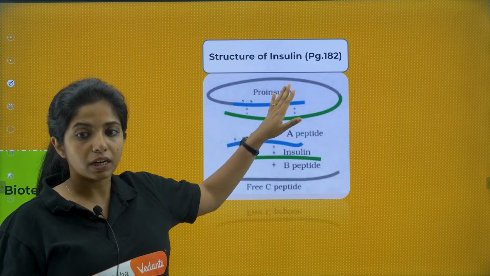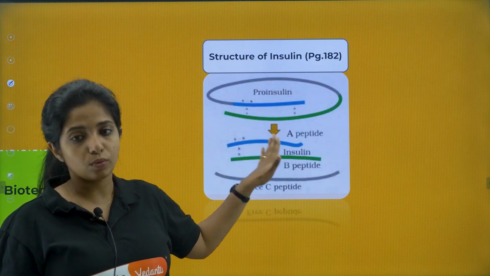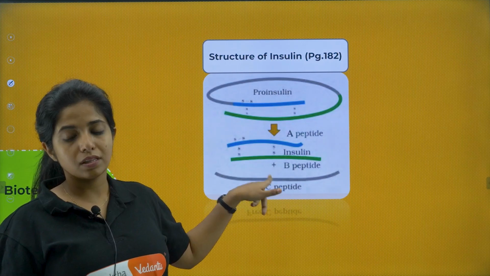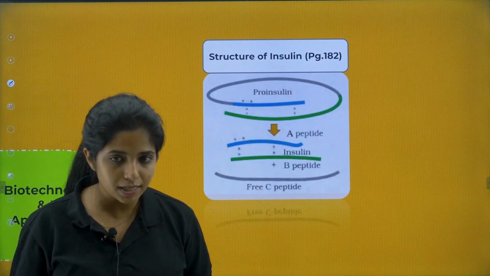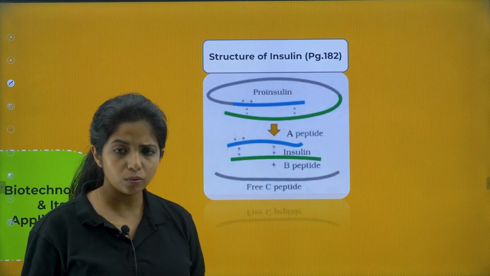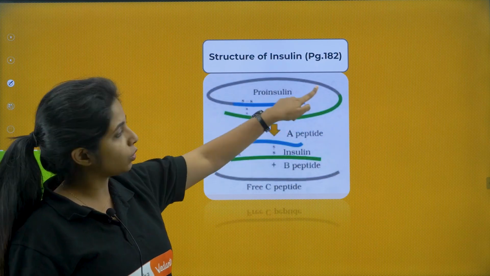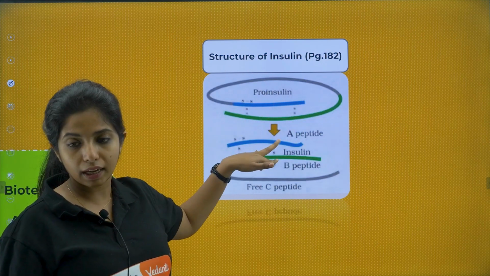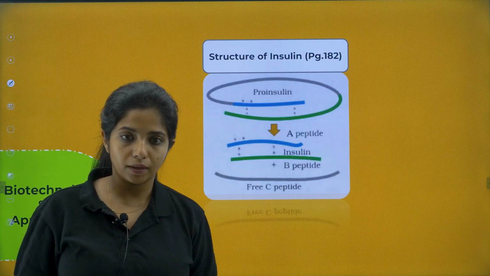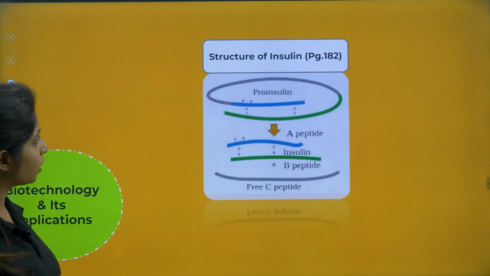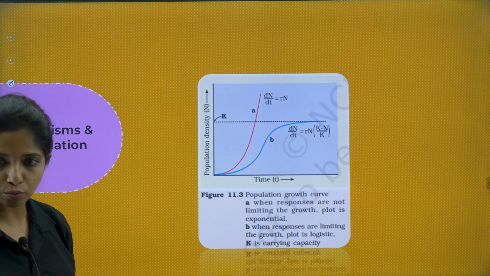This is pro-insulin, which is not active. This is the actual version of insulin which we have: A and B are only there, the C is being removed. You just have to understand that. If you want to remember it, A is there, then B is there, in between what do you have? You have C. So you cut it down, you get A and B separate and C will be a separate thing. This is biotechnology and its application, page number 182.